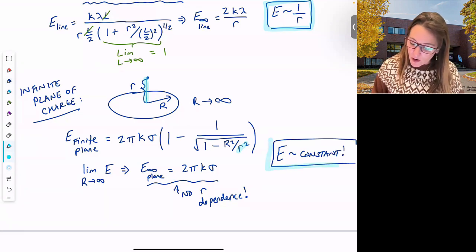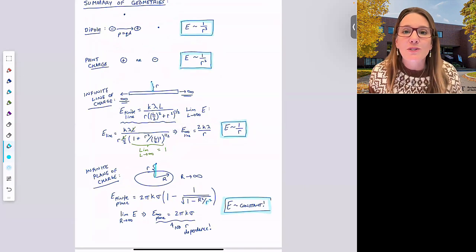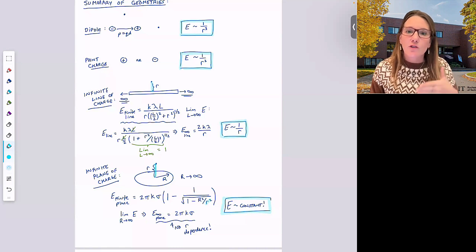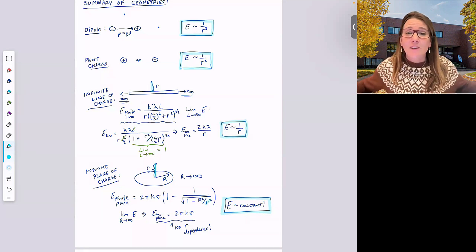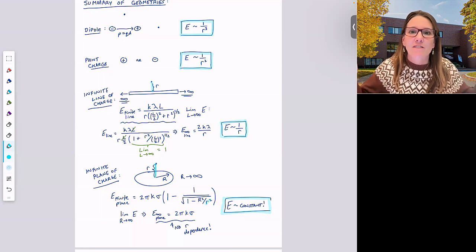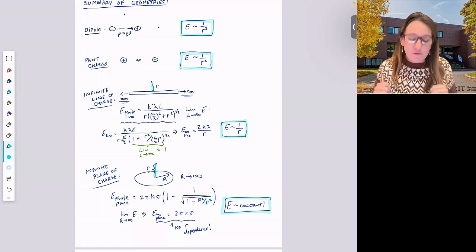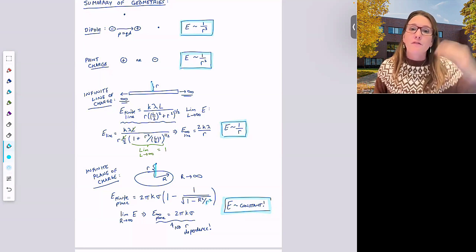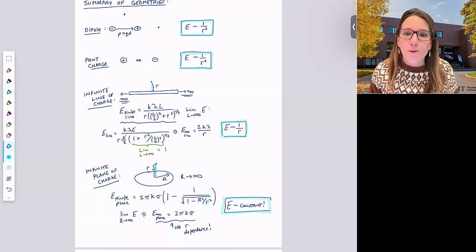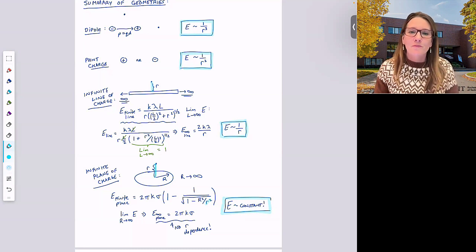So if I zoom out and look at all of these results together, we can see that changing the geometry changes how the electric field drops off. For an infinite plane, it just doesn't drop off. The electric field is constant and never gets smaller as you move further away from your infinite plane. For an infinite line of charge, it drops off as 1 over r. For a point charge, it drops off as 1 over r squared. And for a dipole, it drops off as 1 over r cubed.